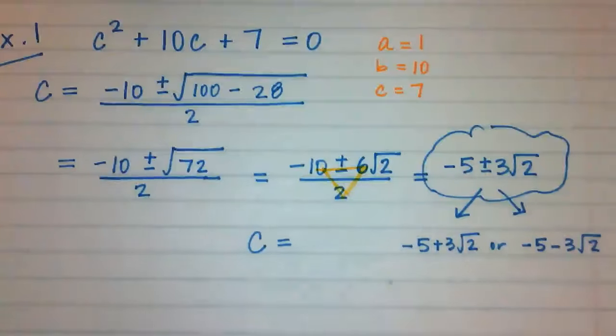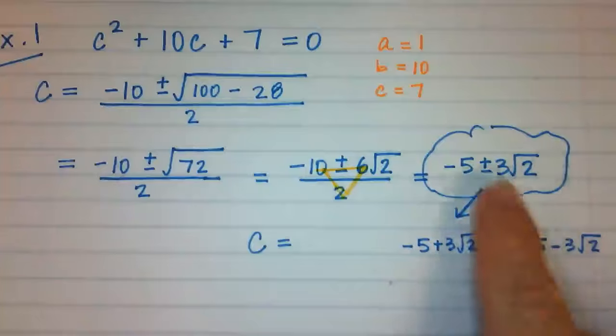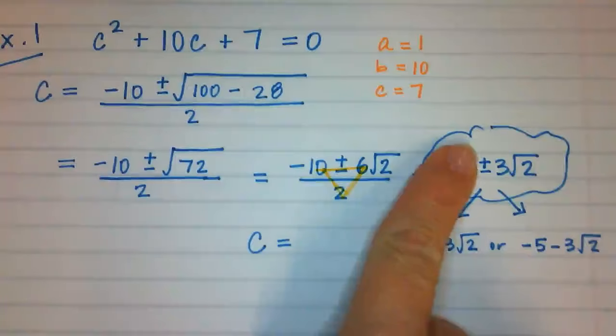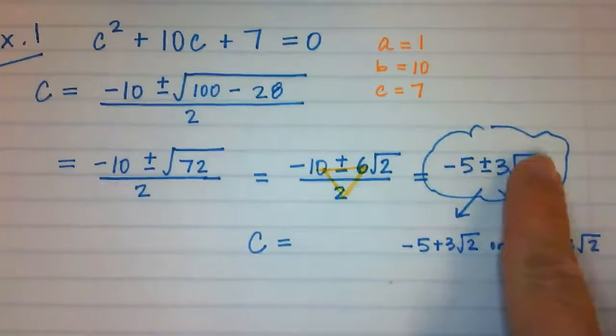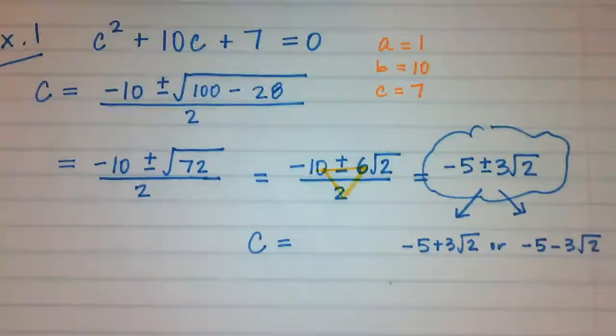So what this shows is that, if you think about the answers that we got when we did completing the square, it looks very similar, where we would have had the plus or minus 3 square root of 2, and then we must have subtracted the 5 over. So the answers should look very similar to the answers you get from completing the square.